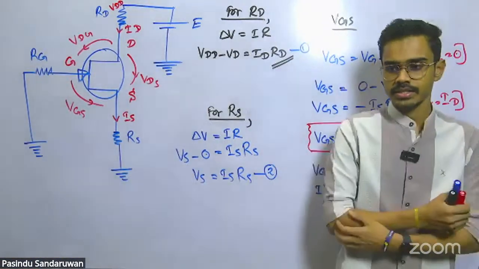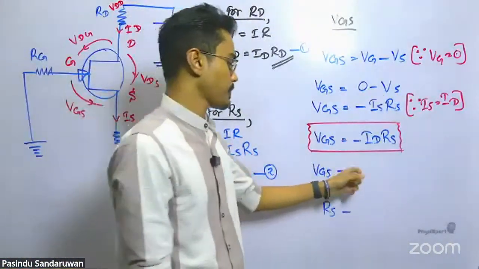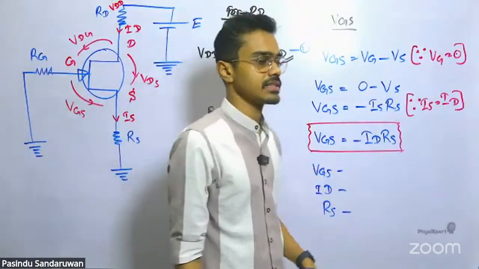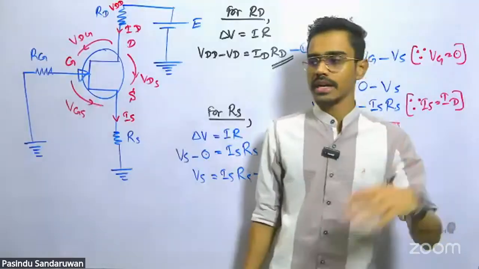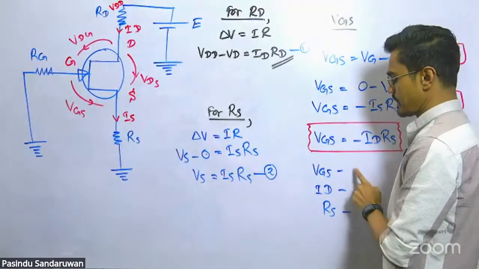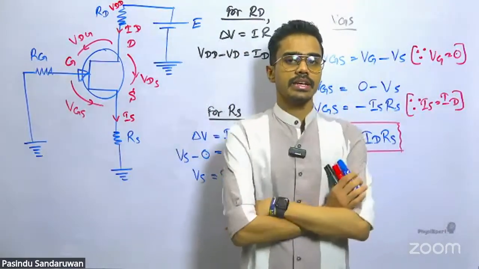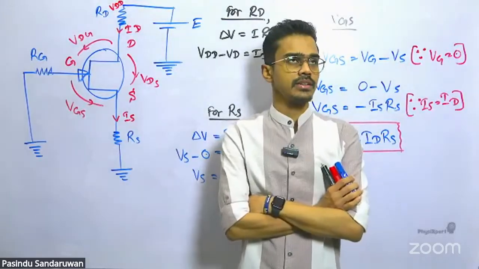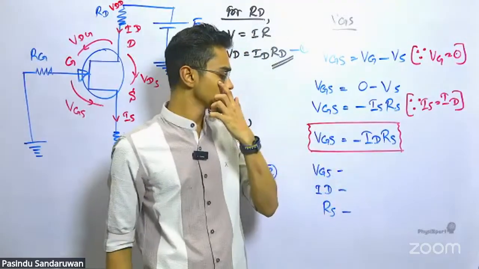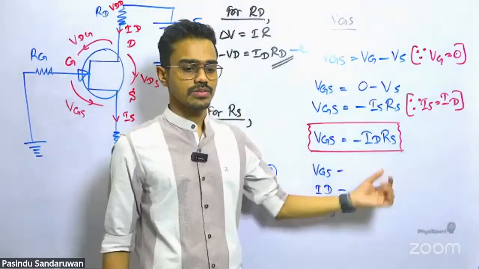Identify these terms. What is EGS? Write down: potential difference between gate and source.